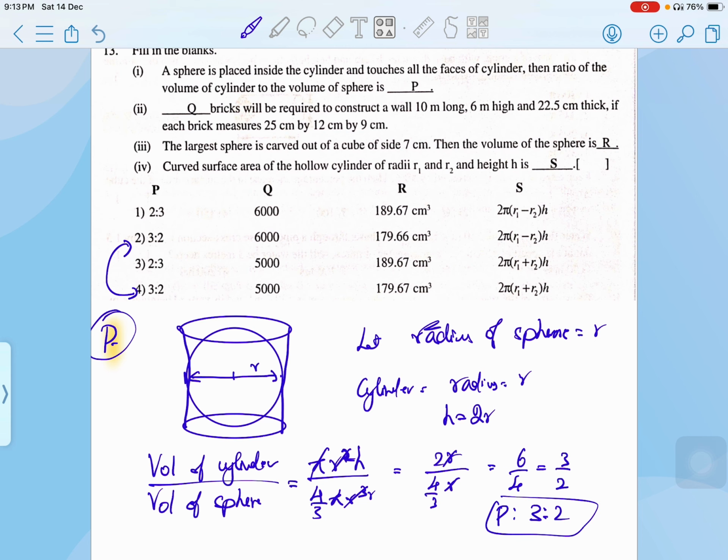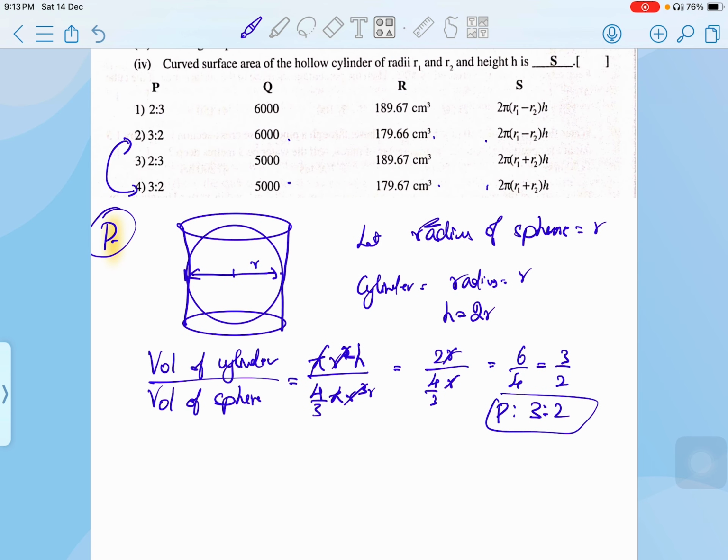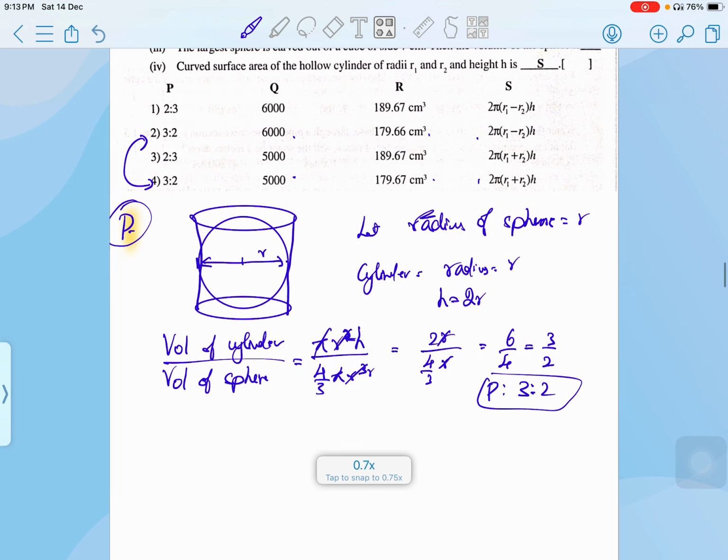If you check, R is almost similar in both. If you know S itself, you can decide the answer. R you can find, Q you can find, but S we can find easily. Why? Because the question is the curved surface area of a hollow cylinder. What is a hollow cylinder? A cylinder which has a thickness.